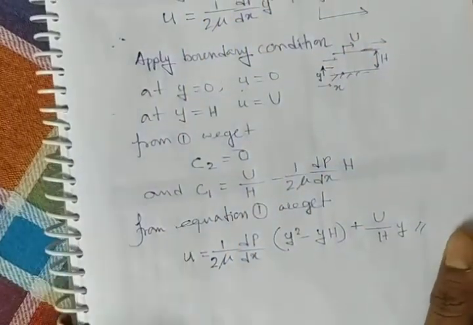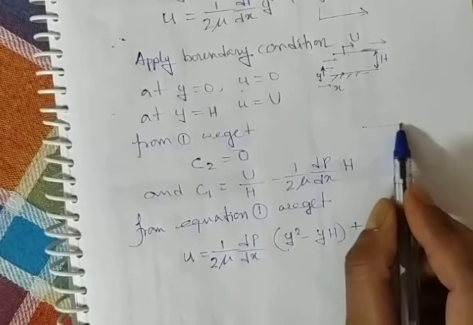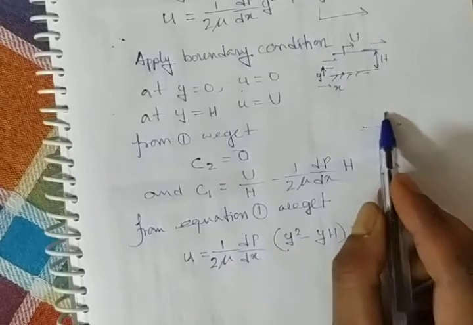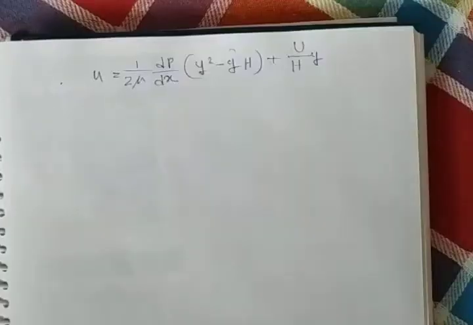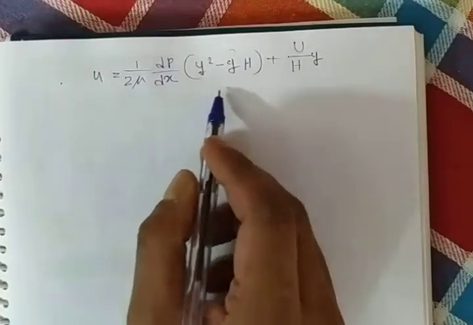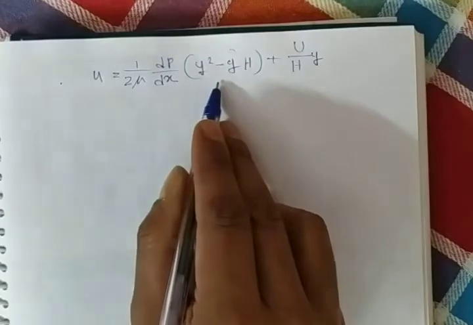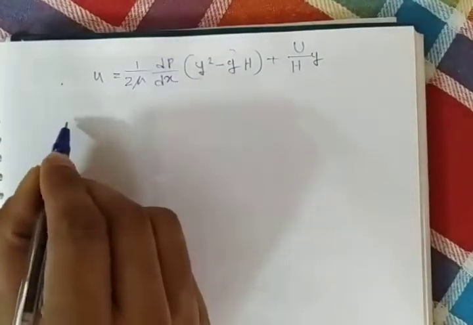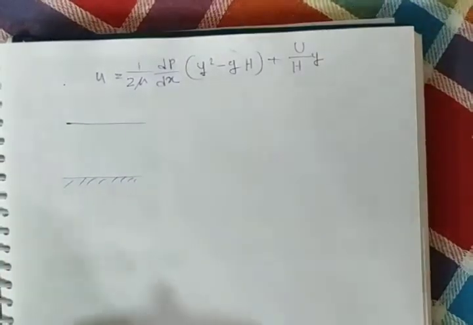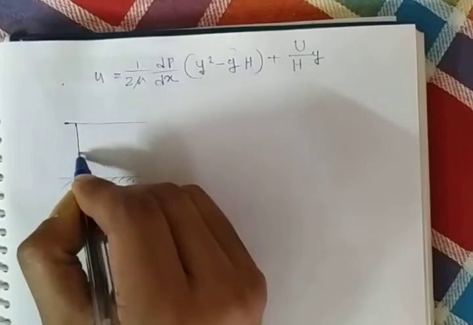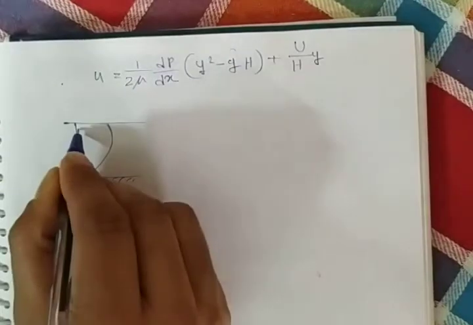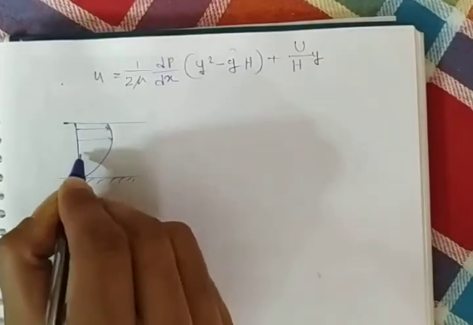If the upper plate is moving in the direction of the flow with a uniform velocity capital U, and you observe the equation, this equation is parabolic in nature. So it will be like this. This is your upper plate, this is your fixed plate. And if you draw the velocity profile, it will be like this.